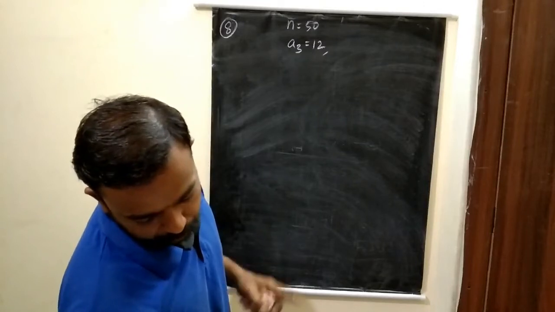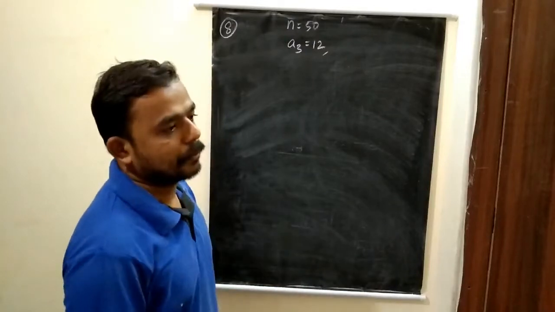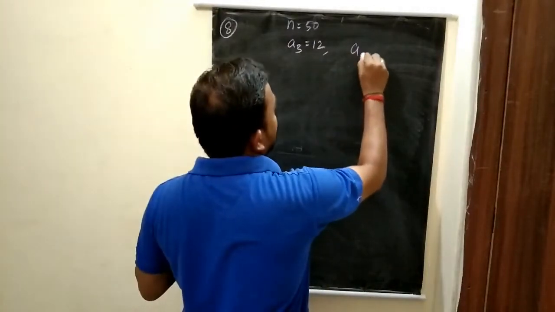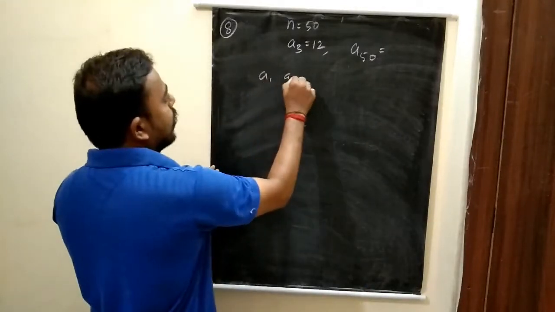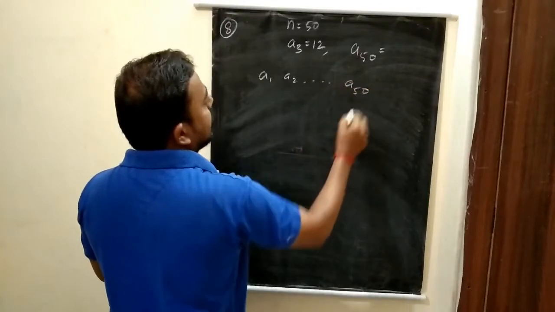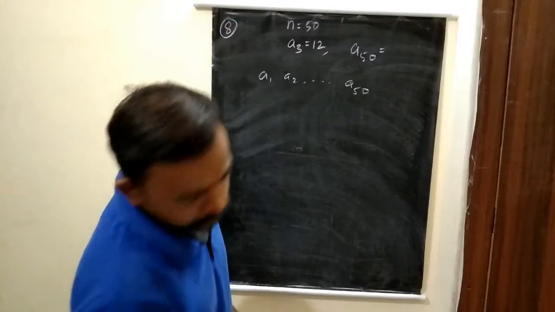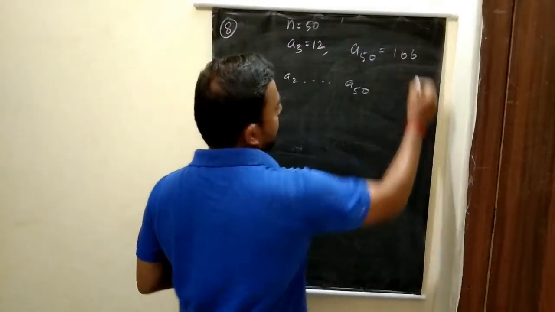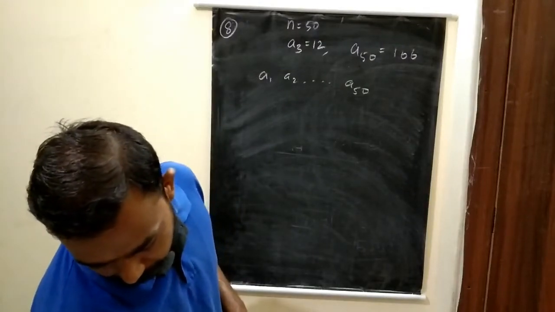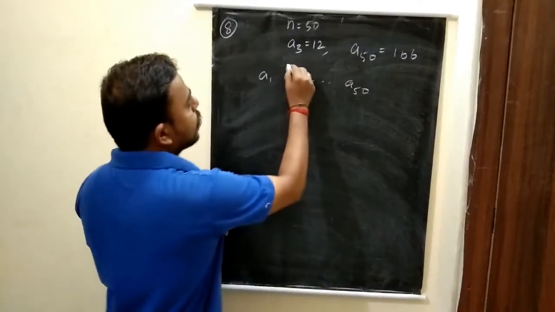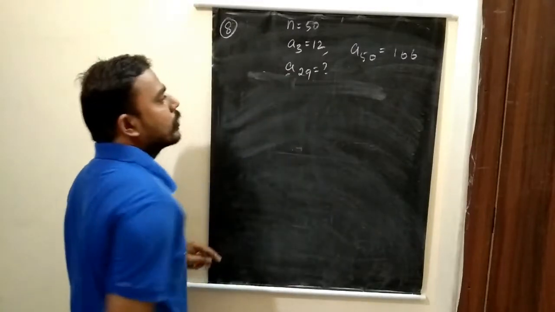The last term: totally we have 50 elements, A1, A2, up to A50. The last term A50 equals 106, as given. Now the question is: find the 29th term, A29.